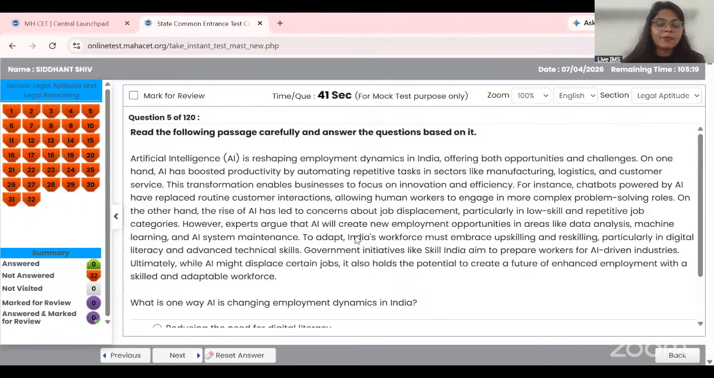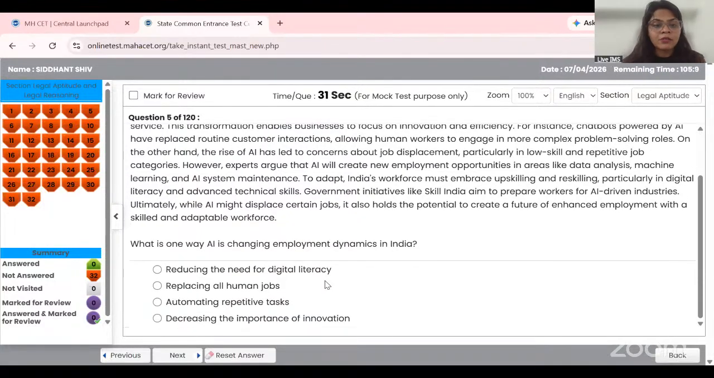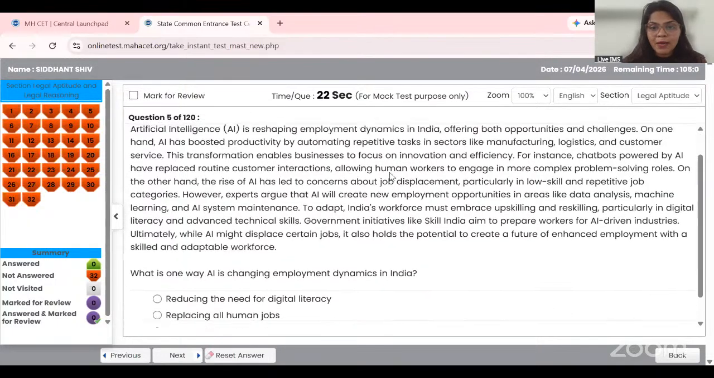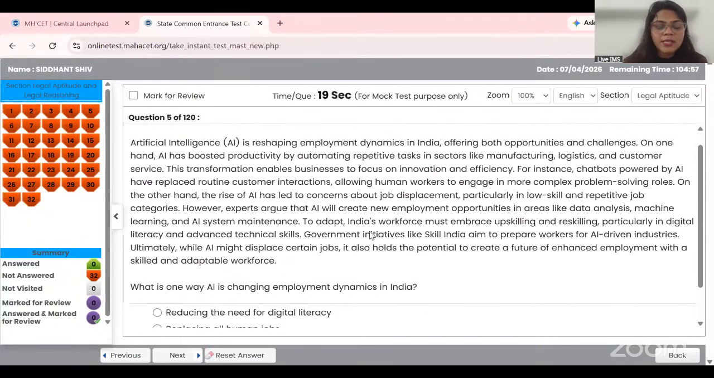Whenever a comprehension-based passage comes, you have to read it very carefully. Just read the information which is given and then we'll go and read the questions. You don't have to mug up anything. You just have to understand the essence of the passage and you're good to go. For the second mock, the passage given is entirely about artificial intelligence, its impact on employment, how it is going to change employment dynamics in India, what steps should be taken by the government, and all of those things.